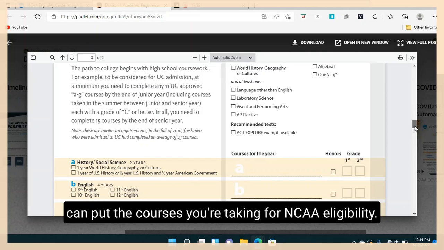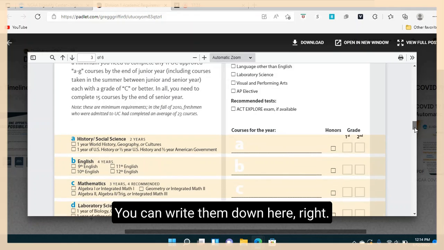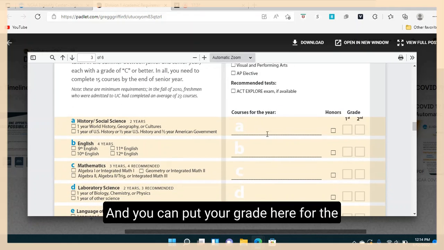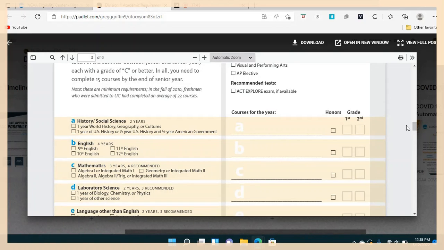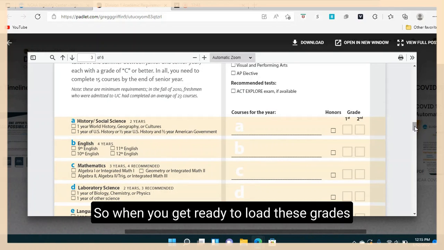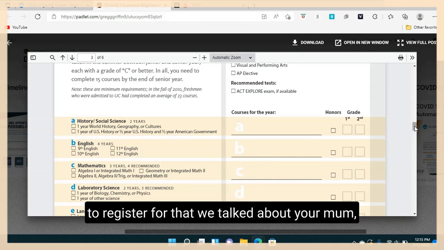So you can put the courses you're taking for NCAA eligibility. Now, this is just a working sheet that you're going to use, so you don't have to recreate the wheel somewhere else. You can write them down here, and you can put your grade here for the first semester and your grade for the second semester. So when you get ready to load these grades up into the Eligibility Center portal that you're going to register for, that we talked about, right?